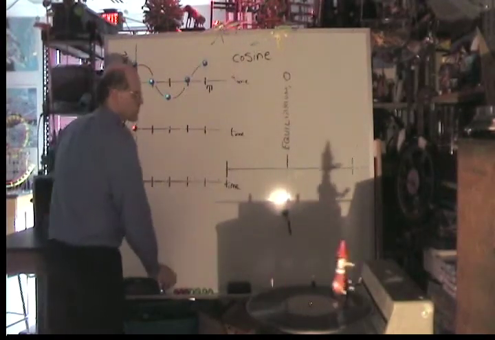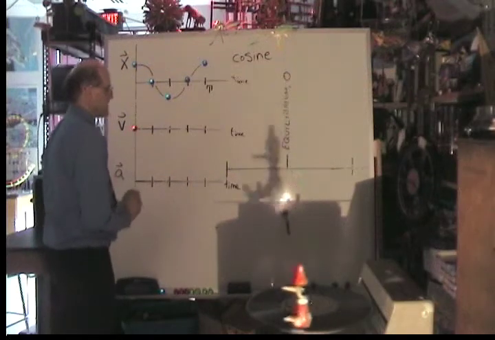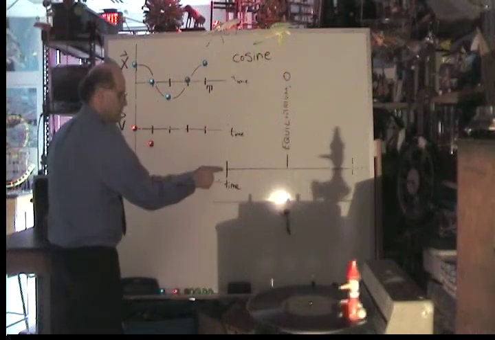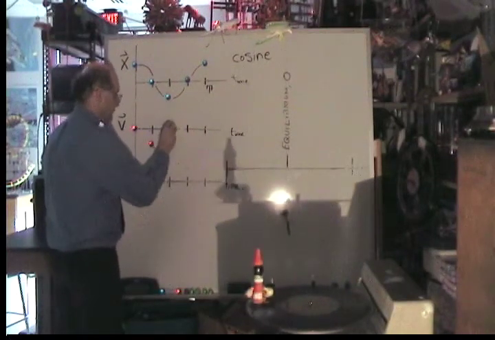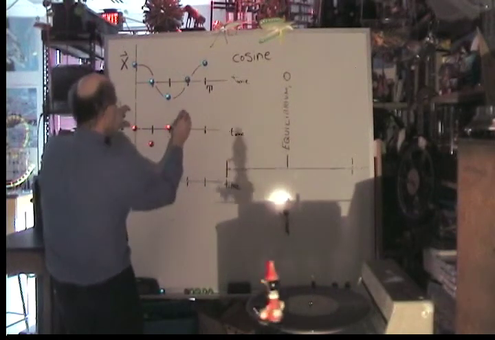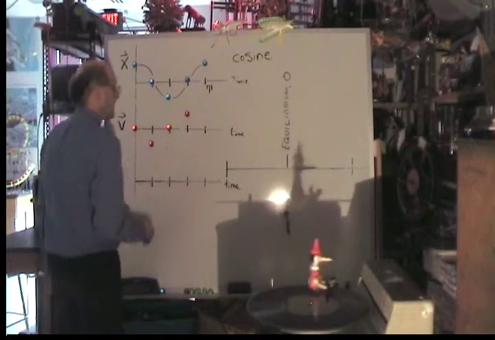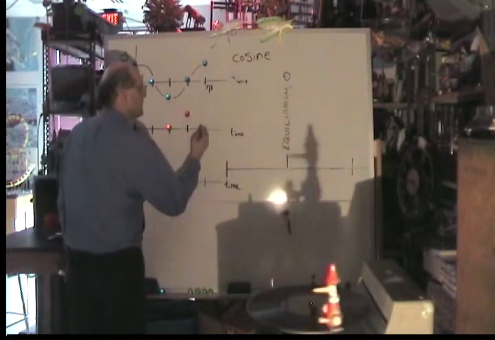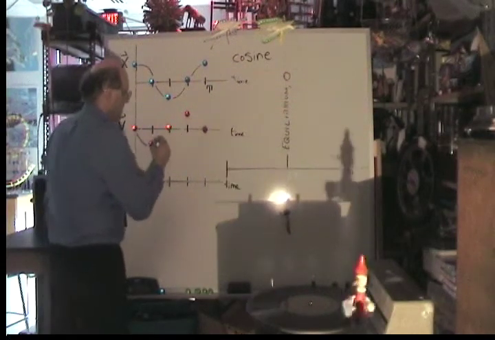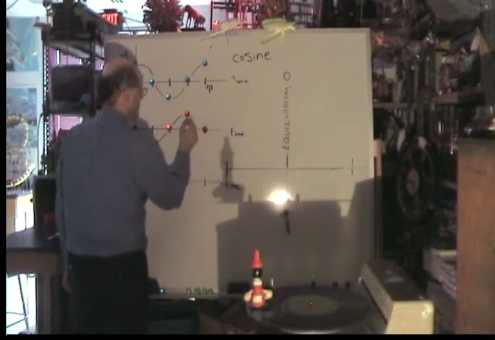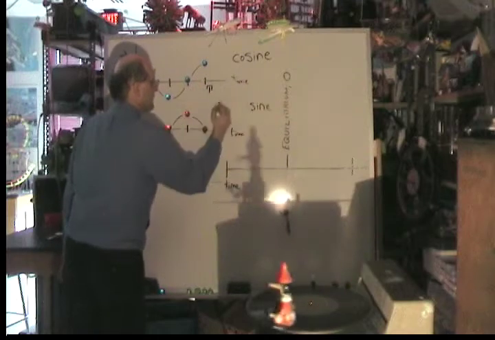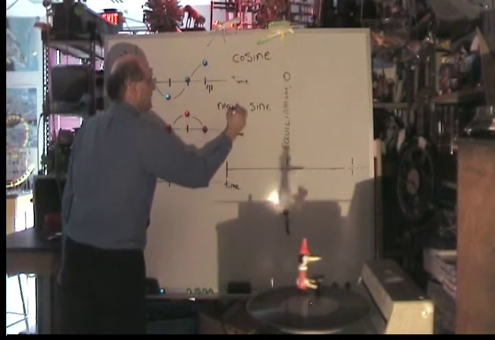A quarter of the way through the story, you notice we have a maximum velocity directed to the left, so it's negative. Halfway through the story, we have 0 velocity. 3/4 of the way through the story, we have a maximum velocity in the positive direction. And at the end of the story, we have 0 velocity. If we draw a best fit curve, we get another sine curve. More specifically, a negative sine curve.